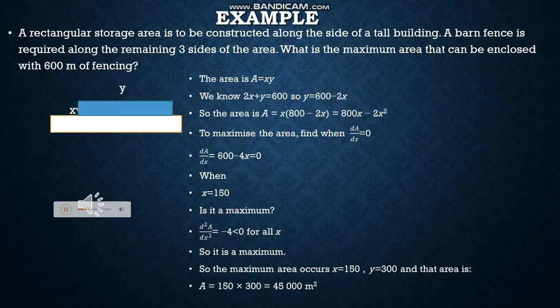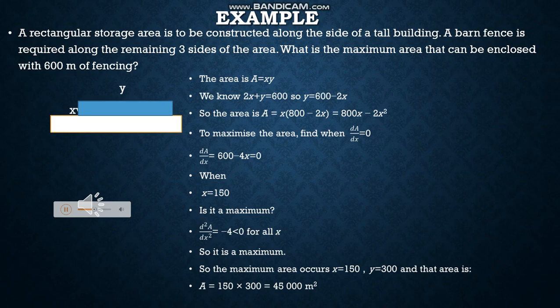So the area is, we multiply 6 minus 2x with x, then we will get 6x minus 2x to the power of 2. To maximize the area, we need to differentiate this formula. So we will get 600 minus 4x equal to 0.